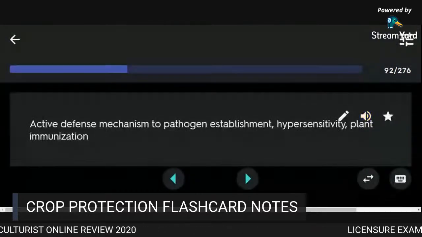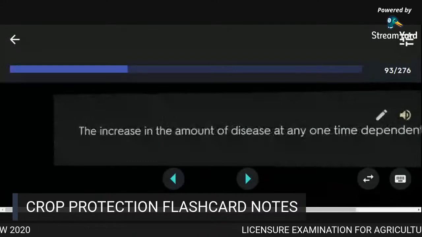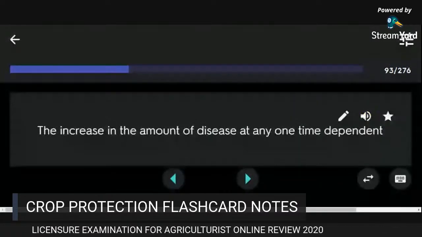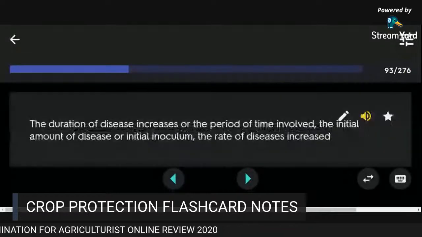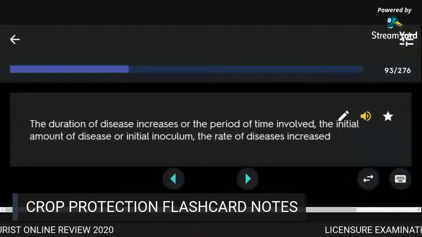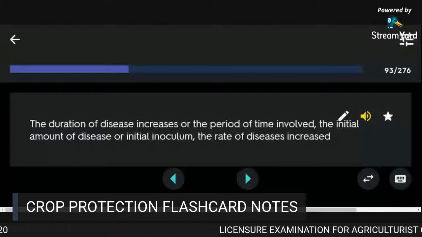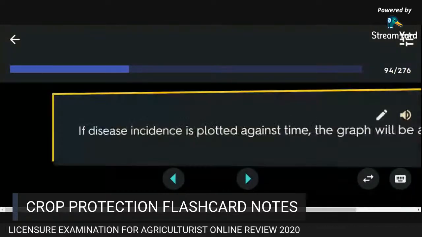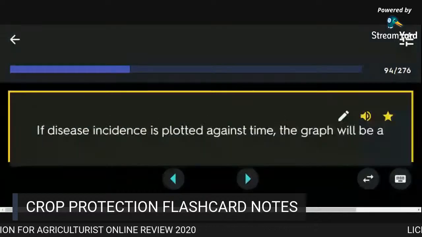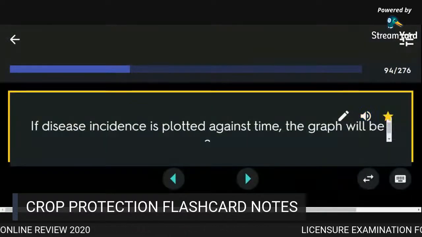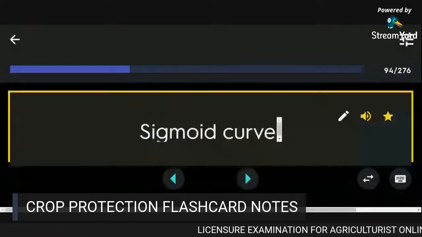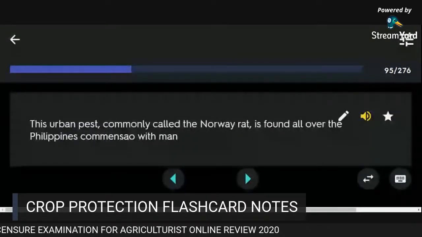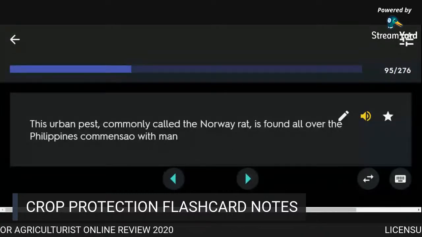The increase in the amount of disease at any one time is dependent on the duration of disease or the period of time involved, the initial amount of disease or initial inoculum, and the rate of disease increase. If disease incidence is plotted against time, the graph will be a sigmoid curve. This urban pest, commonly called the Norway rat, is found all over the Philippines, commonly shy with man. Rattus norvegicus.